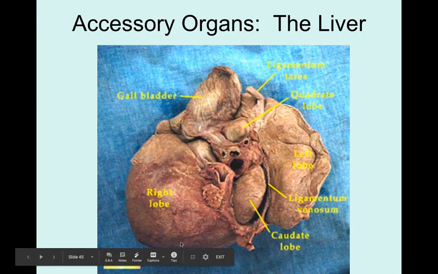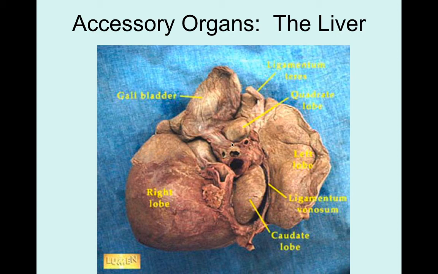Here we can see our right lobe is the biggest, left lobe is a little bit bigger. The quadrate lobe and caudate lobes are smaller. And then you can also see that your gallbladder is attached to your liver as well. Your liver is a huge organ.